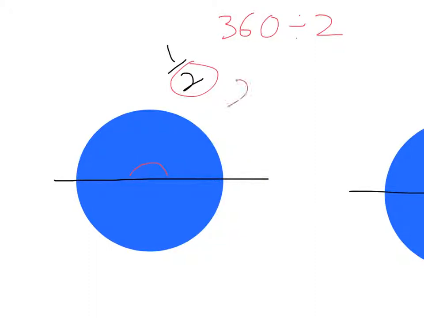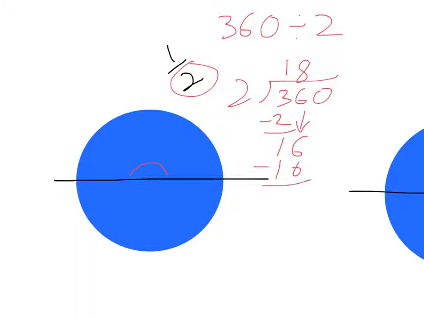So I do 2 into 360. 2 goes into 3 one time, 1 times 2 is 2, 3 minus 2 is 1, bring down my 6. 2 goes into 16, 8 times, 8 times 2 is 16, 16 minus 16 is 0. Bring down a 0, 2 goes into 0, 0 times, and 0 is my remainder. So 180 degrees would be half of a circle.